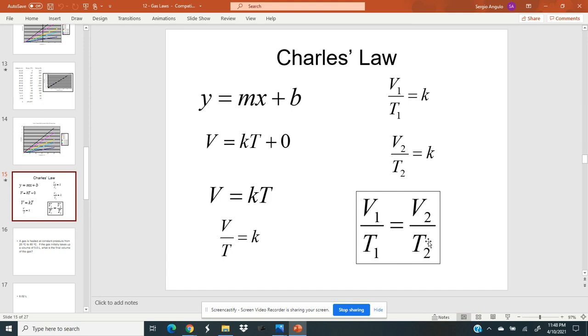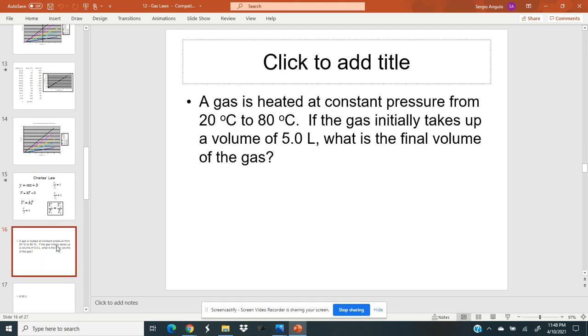If you know three of these four variables, you can solve for the fourth. Big thing on here, you'll notice that we were able to do this only because we changed the temperature to Kelvin. So whenever you use this equation, you have to change it to Kelvin. So let's do a sample problem. I've got two sample problems for that reason, for the temperature reason.